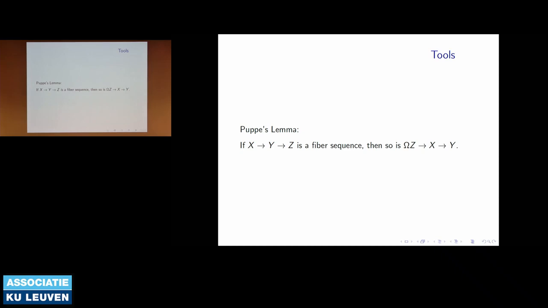If x to y to z is a fiber sequence, then so is omega z to x to y. This map is the same as this map. Omega z is the loop space of z. The map here takes a loop to the pair consisting of the point of y and the loop, because the map from y to z is going to be pointed. The loop that's in here is already a proof that the point of y lies in the fiber of the point of z.